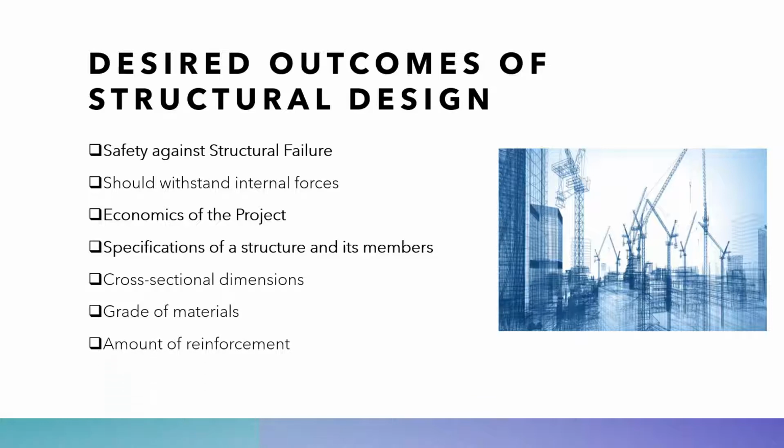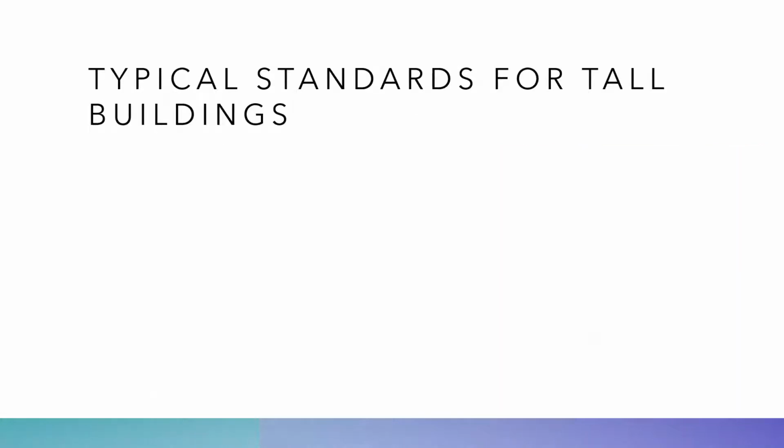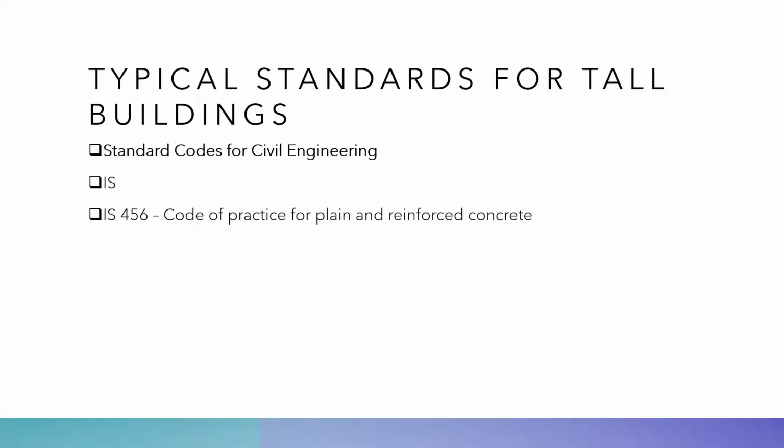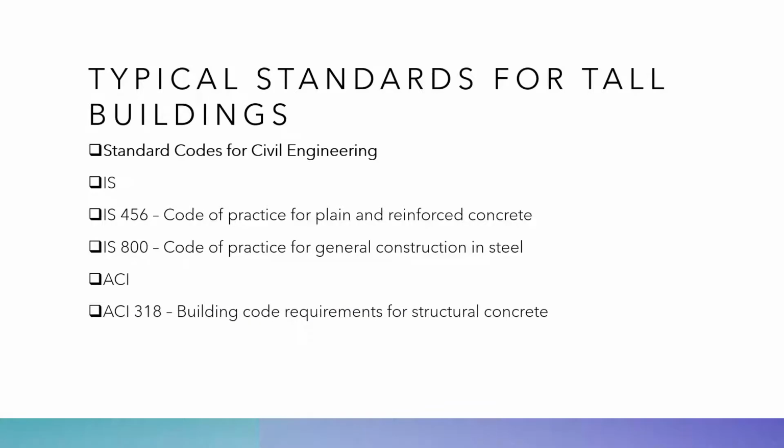amount of reinforcement. To assist with the preliminary design process, a list of standards is prescribed to a civil engineer while designing structural elements. The two major Indian standard codes followed for building design are IS 456 for design of plain and reinforced concrete structures, and IS 800 for design of steel structures. For example, the American Concrete Institute 318 is a design code for concrete design in America.